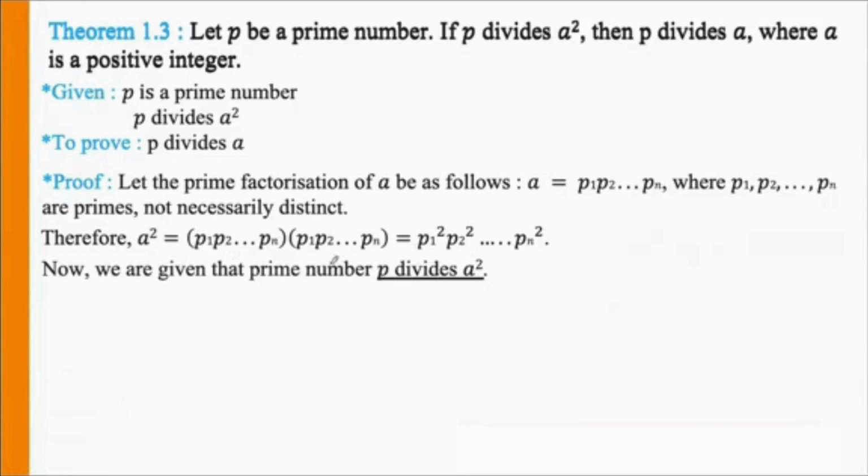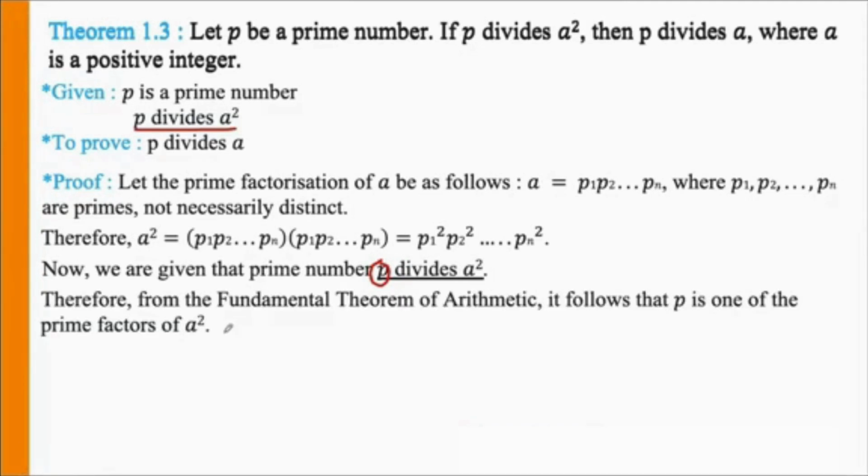We are given that P divides A square. Now remember, P is a number we have taken in this question, which is a prime number. So if P divides A square, then P is a prime factor of A square. According to the fundamental theorem of arithmetic, it follows that P is one of the prime factors of A square, right? But the prime factors of A square are these, P1, P2 till Pn.